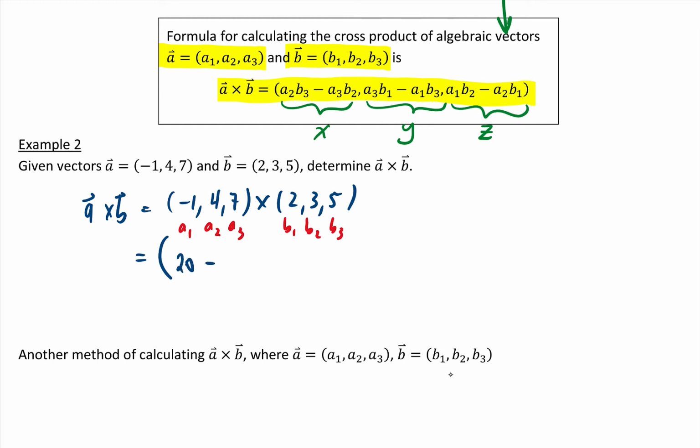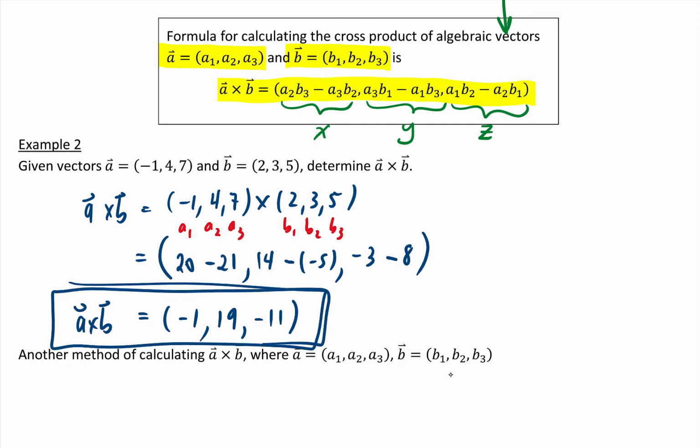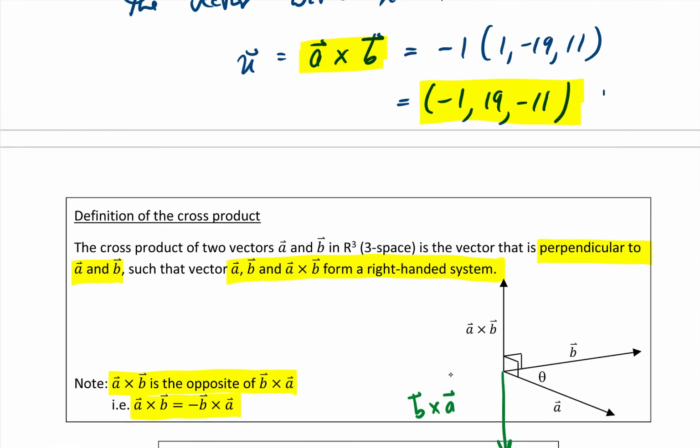Minus A3B2. A3B2 is going to be 21. And then the formula says we have A3B1. So that's 7 times 2, which is 14, minus A1B3, which is -5. And then for the z component, A1B2, which is -3, minus A2B1, which is 8. You see that we end up with -1, +19, and -11, which recall we stated above was the cross product of A cross B. So that's the same thing we had up here that we highlighted.